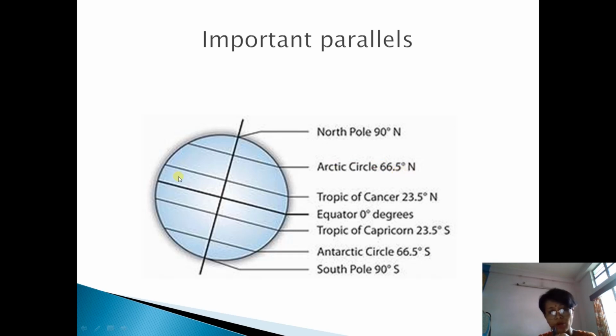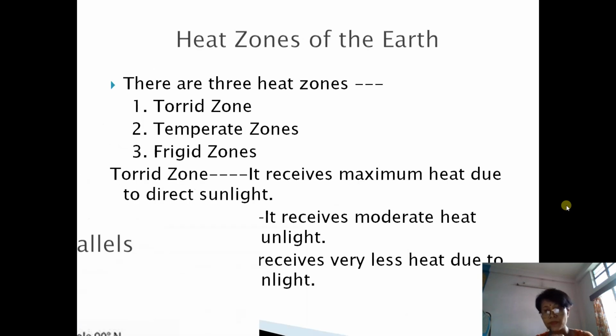N, North. Now this one line circle you see, this line is actually showing Tropic of Cancer, that is 23.5 degrees or 23 and a half degrees, same thing, N. Equator, 0 degree. Again, Tropic of Capricorn, that is 23.5 degrees or 23 and a half degrees south. Then this is Antarctic Circle, 66.5 degrees south, and this is the last one, South Pole. It's a point actually, 90 degrees south. So these are only important parallels. Total 7 important parallels are there.